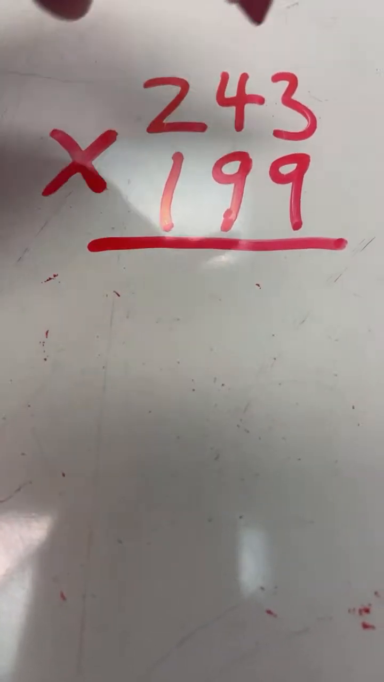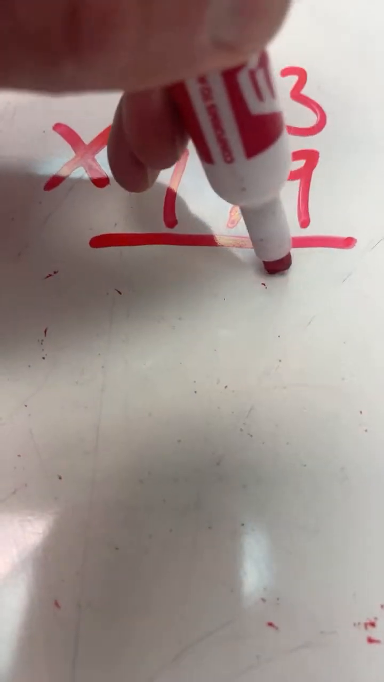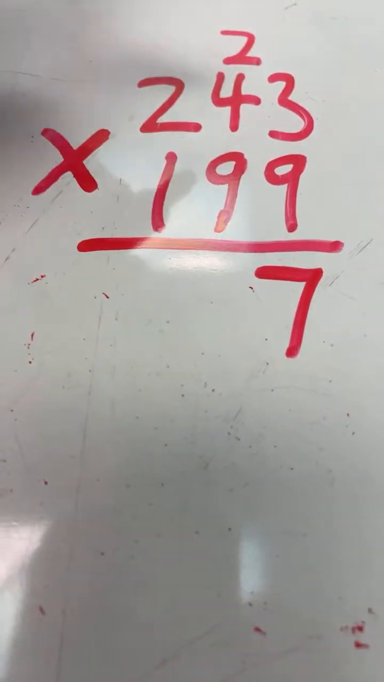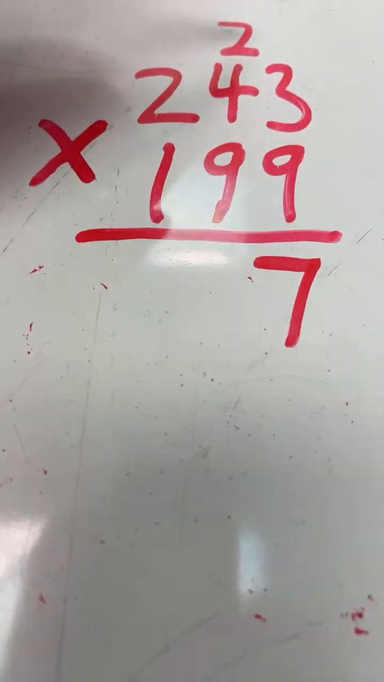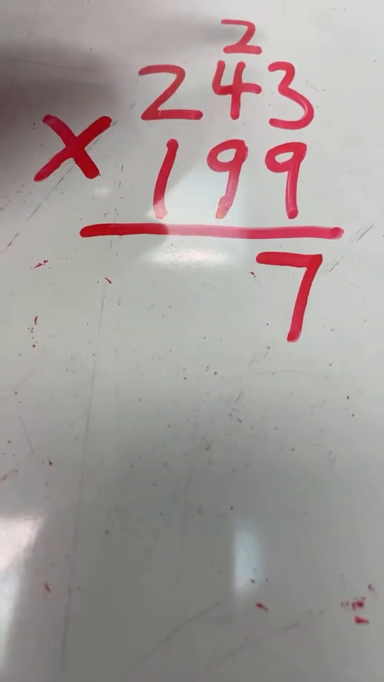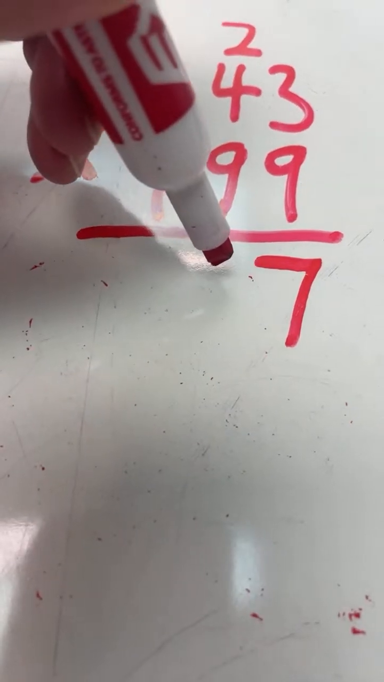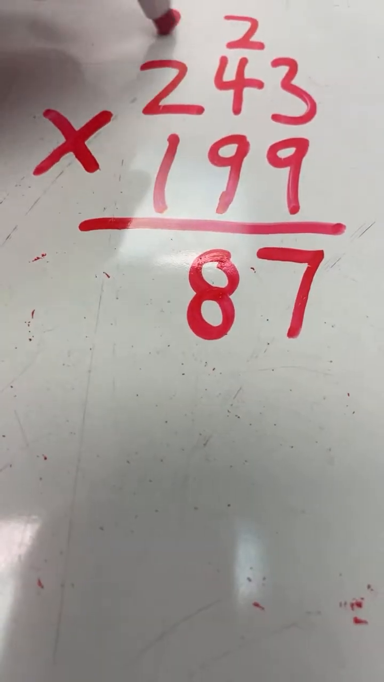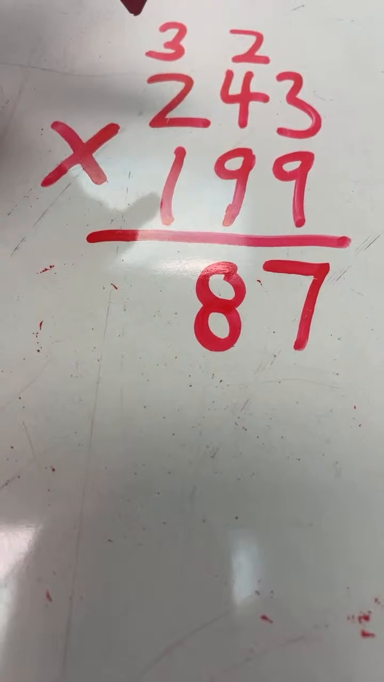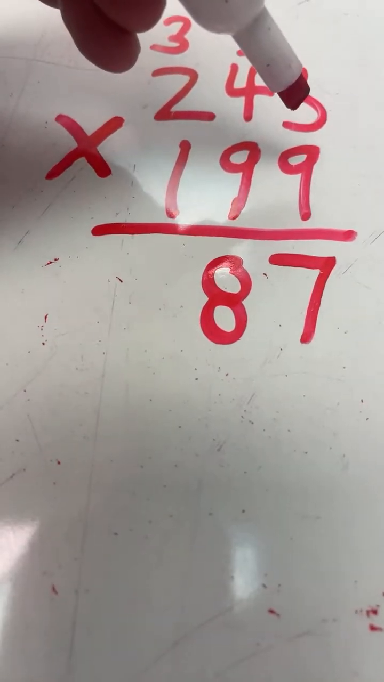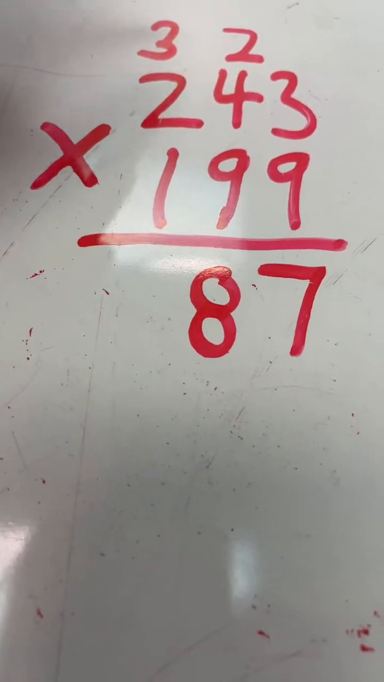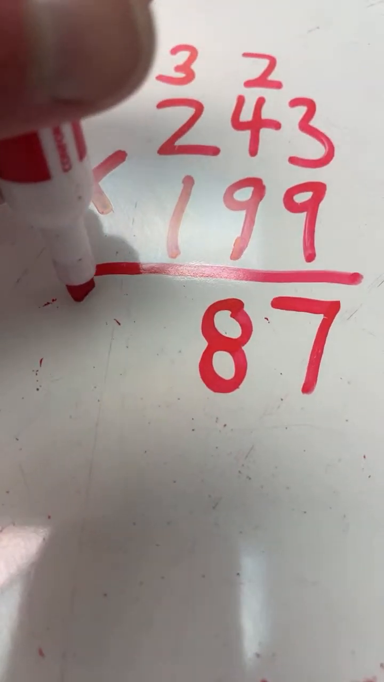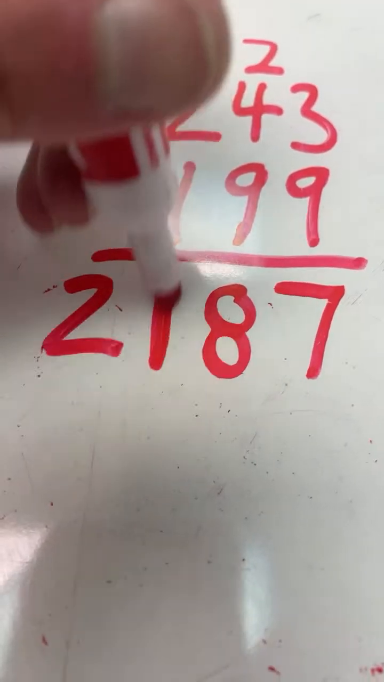So, starting in the ones place, 3 times 9 equals 27. 7, carry the 2. 4 times 9 equals 36. We have to add the 2 that we carried over. 36 plus 2 equals 38. 8, carry the 3. 2 times 9 equals 18, plus 3 equals 21.